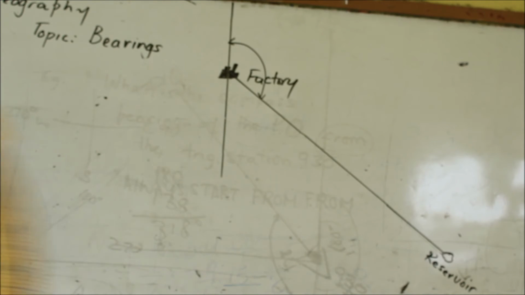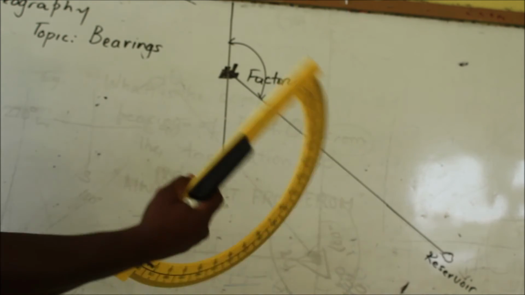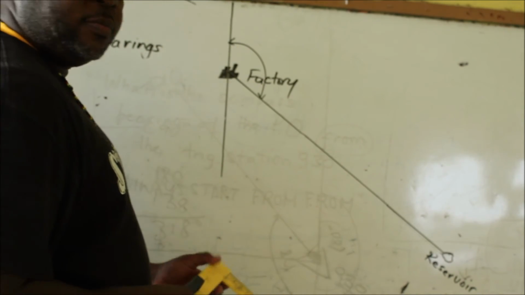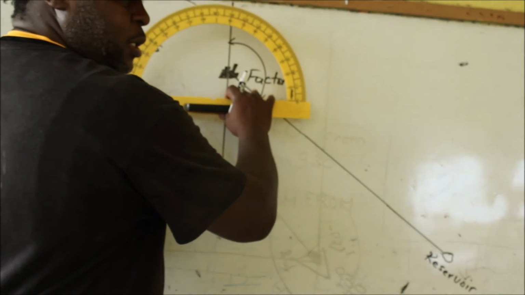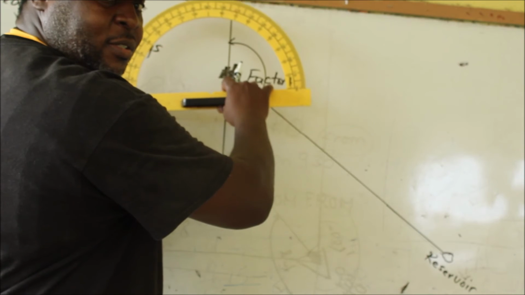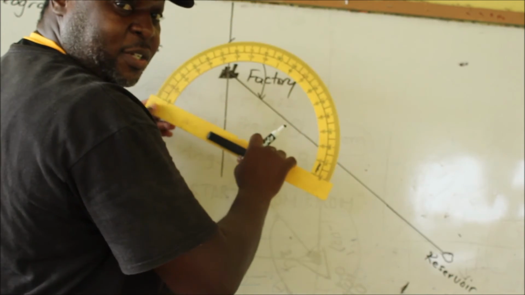we get our handy protractor. What am I doing wrong? I'm holding the protractor wrong, right?